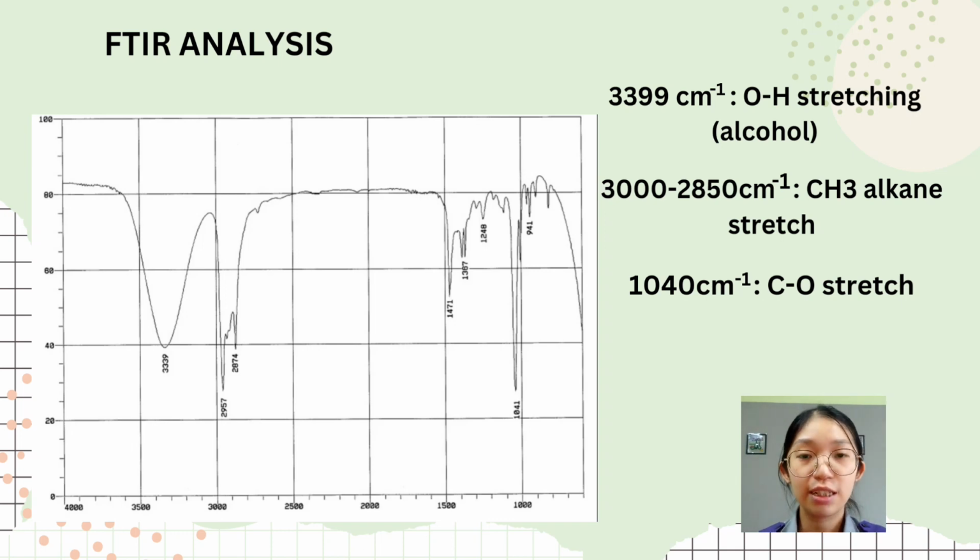So for instance, a broad band is observed at 3399 wavelength. It indicates the OH stretching, which also indicates the presence of alcohol. For the second band, which falls between 3000 to 2850 wavelength, it indicates the CH stretching of alkane. And for the third band, which falls at 1040 wavelength, it indicates the CO stretch.